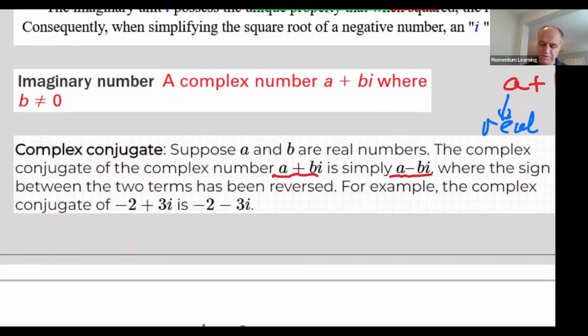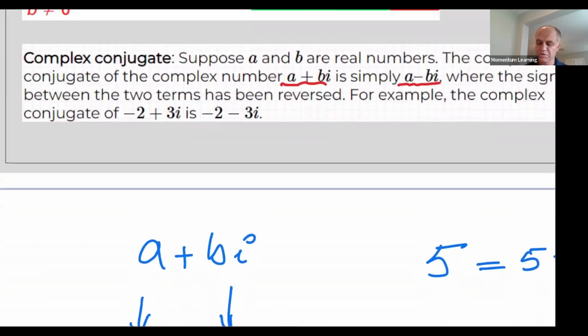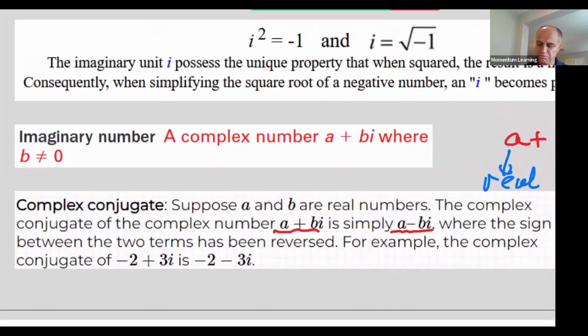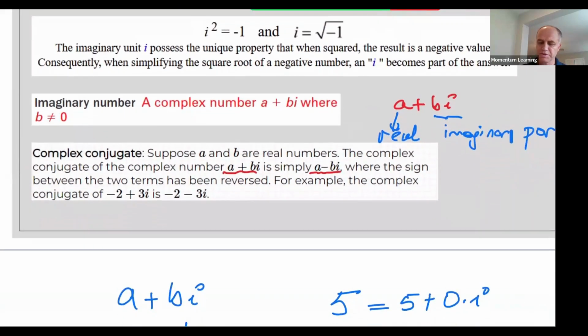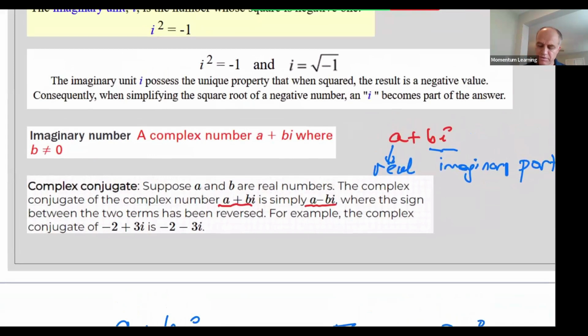Please pay attention. If we have two complex conjugates, let me do it here simply. Already we have one: negative 2 plus 3i. When we multiply the conjugate and the original complex number, something happens. Let's see what will happen. This is negative 2 plus 3i, the other is negative 2 minus 3i. They are conjugates of each other.